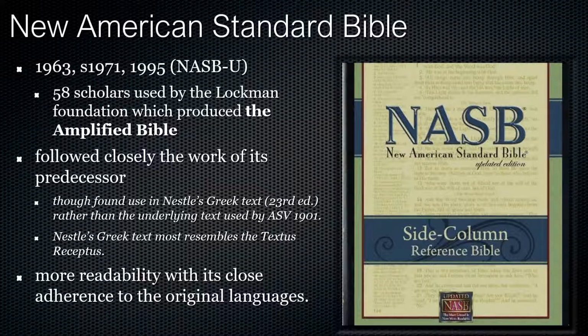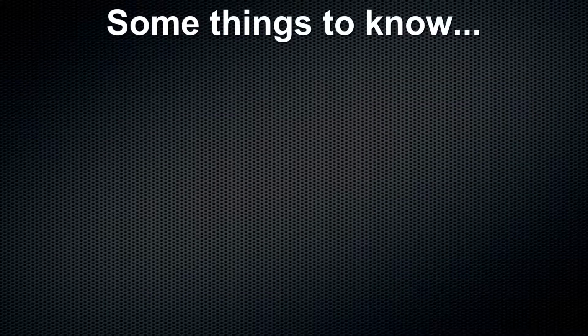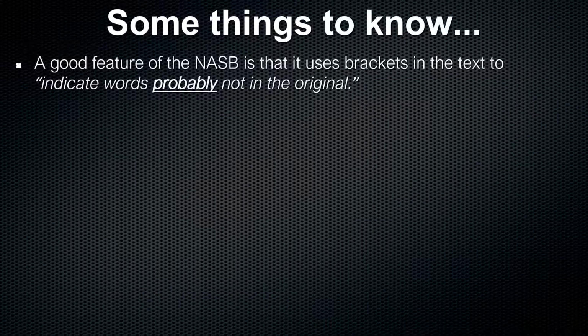But the New American Standard is more readable with its close adherence to those original languages. And I think that's certainly a good quality of it. Another good feature of the New American Standard is that it uses brackets to indicate words probably not in the original. In the same way that there were italicized words that were not part of the original text in the King James, the New American Standard has done it a little bit differently.